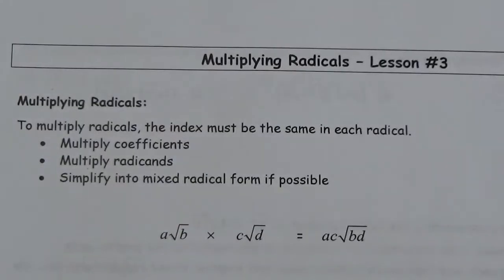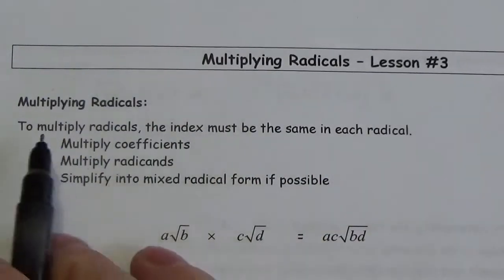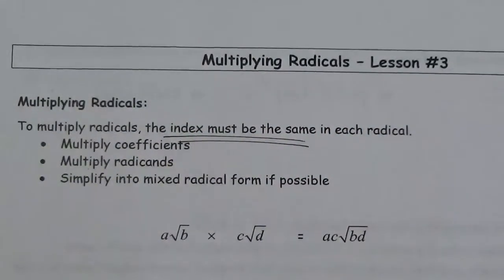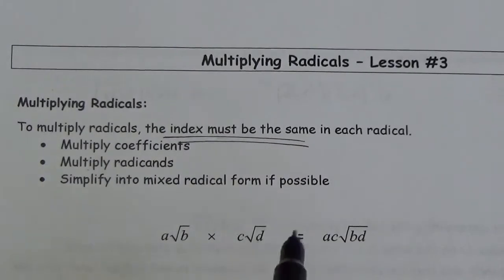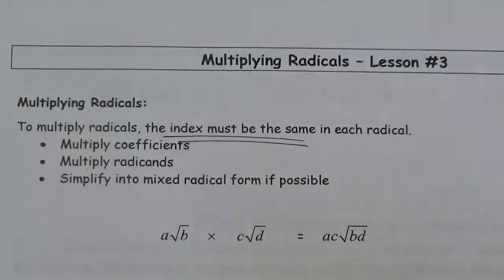Okay, hi everybody. So now we're going to take a look at multiplying radicals. To multiply radicals, the index must be the same. So you can only multiply radicals that have the same kind of root. There is a way that you can do this if they're not the same, but it involves changing the form of the expression. For right now, we're just looking at things written in the form of a radical. So I can only multiply square roots by square roots, cube roots by cube roots, fourth roots by fourth roots, and so on.